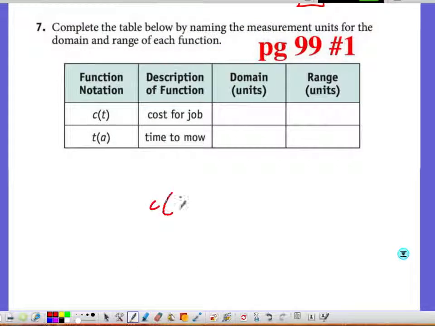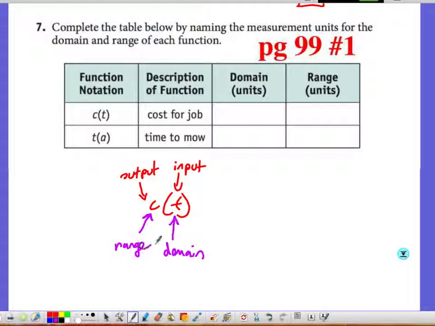Remember how we took the function, and t was the input, and c was the output. This is the final result that we want to get. Input was hours, represented by t, and output was dollars, represented by c. Another name for input: all the inputs represent the domain, and all the outputs that are possible represent the range.